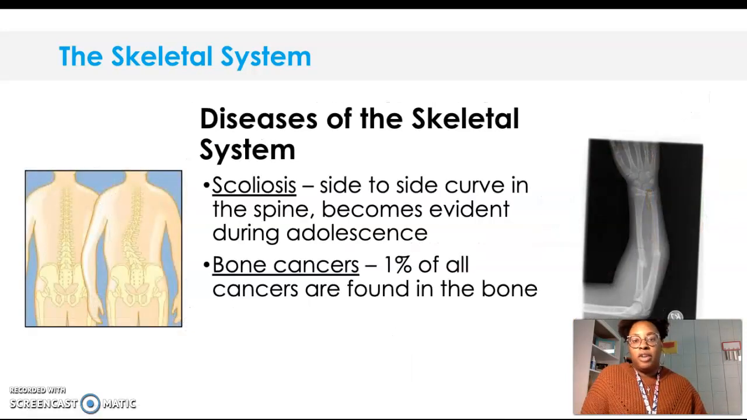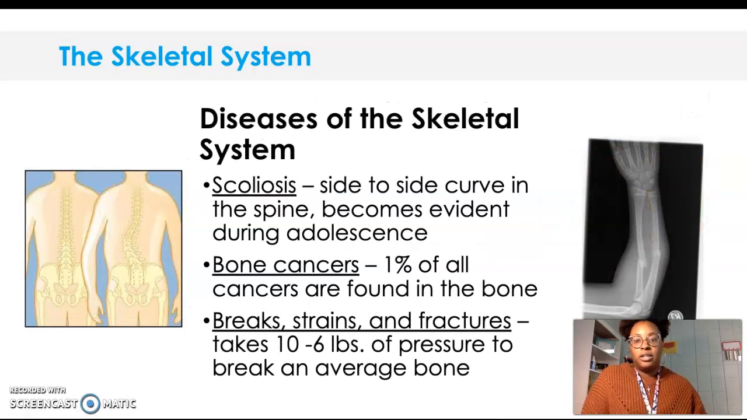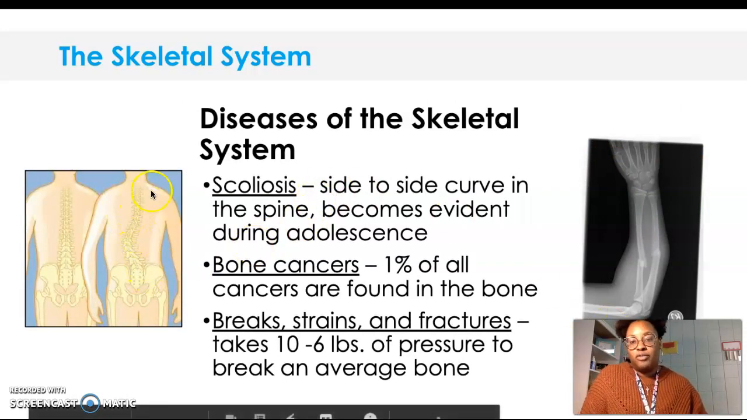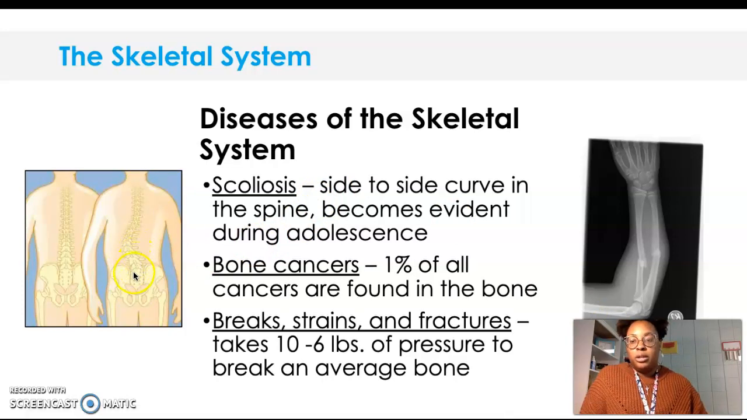All right, and then you've got scoliosis, which is like a curved spine, which I'm sure you've heard of. They actually used to do scoliosis tests when I was a kid. They would kind of feel your back and make sure your spine was straight.